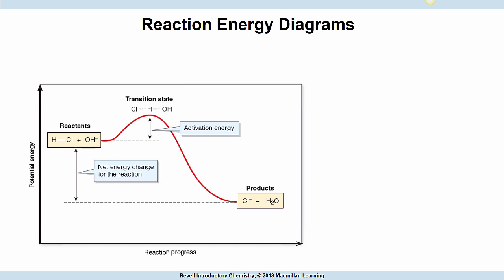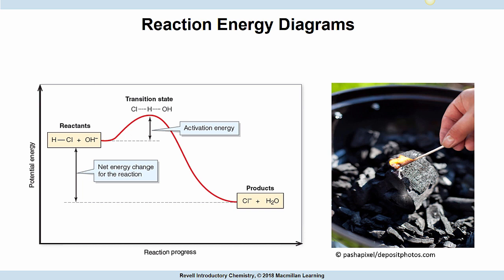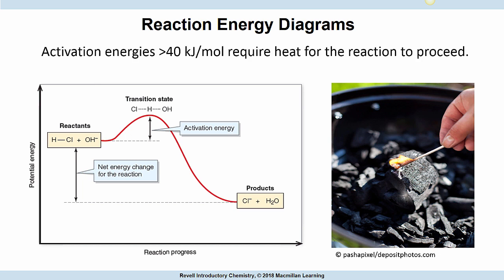This also explains why many reactions require energy to get started. For example, you know that burning charcoal is exothermic, but it doesn't happen until you add a match and probably some lighter fluid. The match provides the activation energy in the form of heat to initiate the reaction. After that, the heat released by the combustion enables the reaction to continue. As a general rule of thumb, reactions with an activation energy less than about 40 kilojoules per mole occur at room temperature. Reactions with a higher activation energy require heating before they take place.